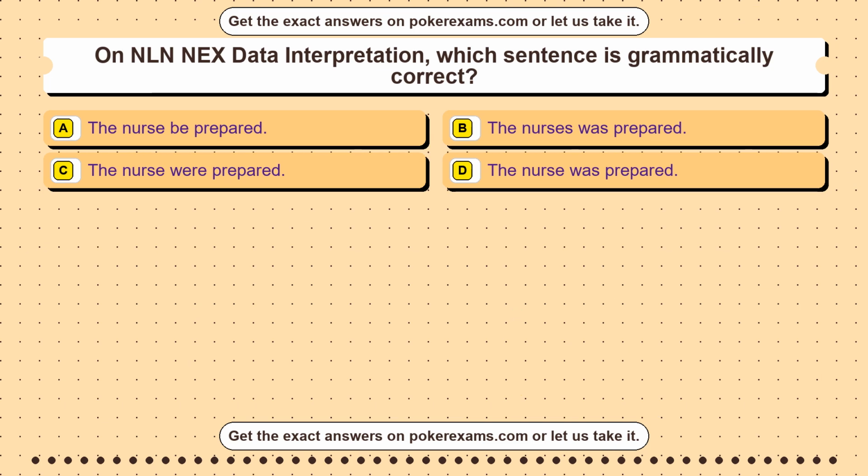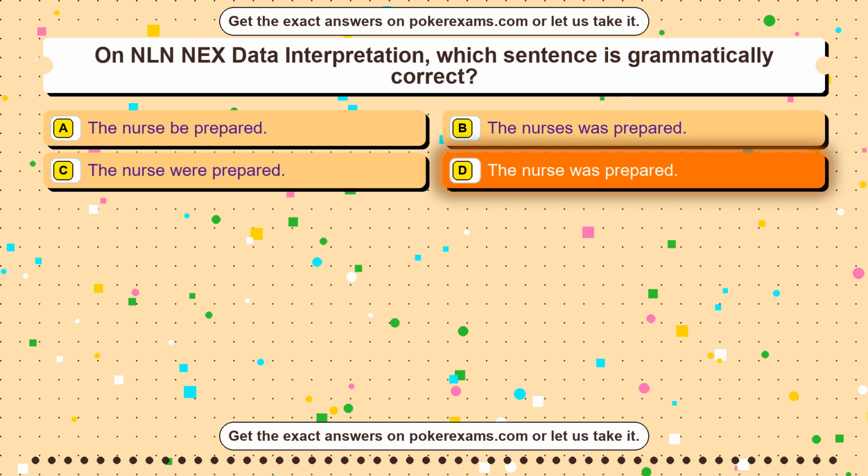Question 44. On NLN NEX Data Interpretation, which sentence is grammatically correct? Option A. The nurse be prepared. Option B. The nurses was prepared. Option C. The nurse were prepared. Option D. The nurse was prepared. The correct answer is option D.